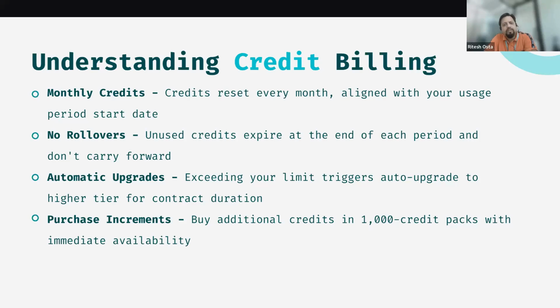Automatic upgrades: exceeding your limit triggers an auto upgrade to a higher tier for the contract duration, if you put this setting on. Purchase increment: if you want more credit, you can obviously buy additional credit in packs. Think of it like a mobile top up. You have a base plan, and on top of that, you can take a top up, like a voice top up or SMS top up. I'm pretty sure many of you are aware of these terms. For example, you have 200 SMS in your base pack, but you have already sent those 200 SMS, so you can buy another pack of 100 SMS for that particular month. You can see it in that way.